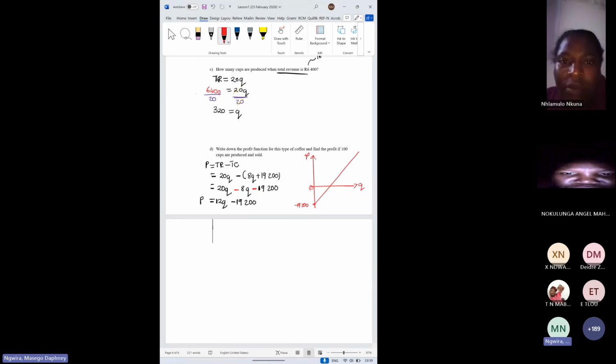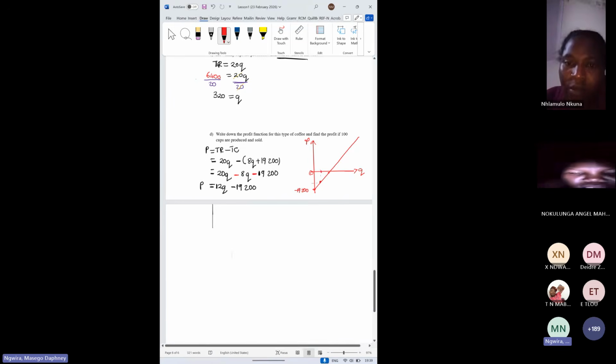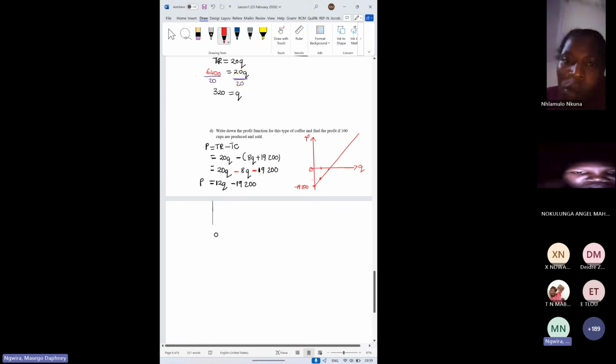And then the dots there, it's just like if here it was maybe 100, then you get your answer. It's going to give you something this side. So this is how the graph of profit looks like. That's what I was trying to explain earlier. All right. And then now I have my function.